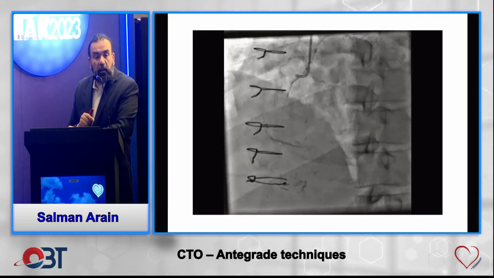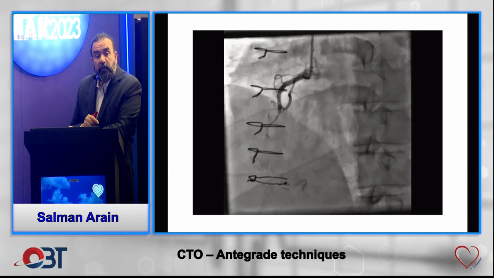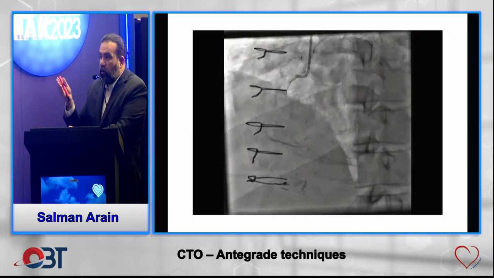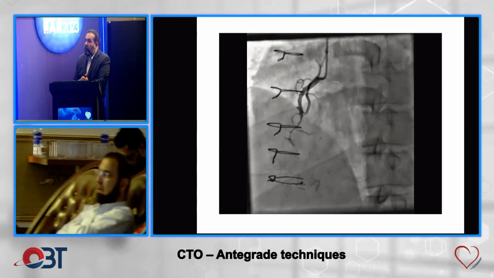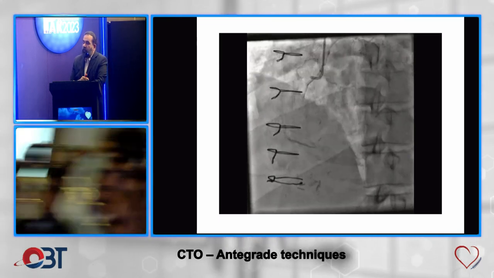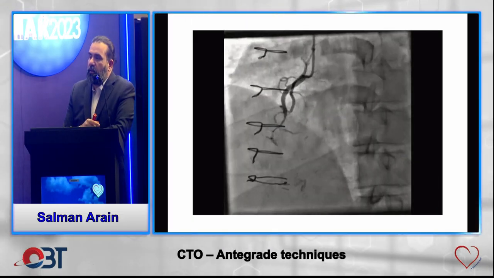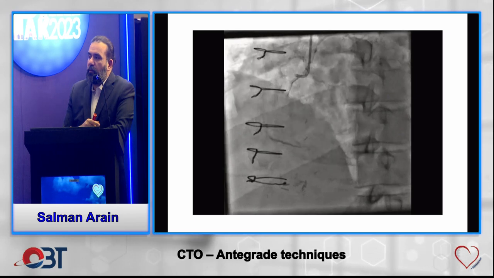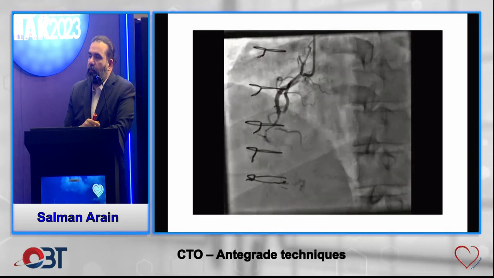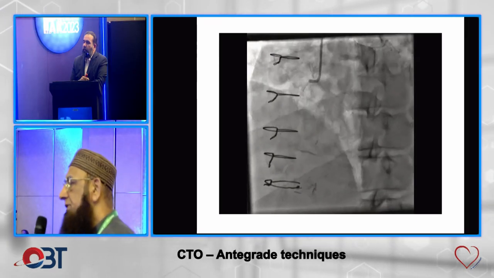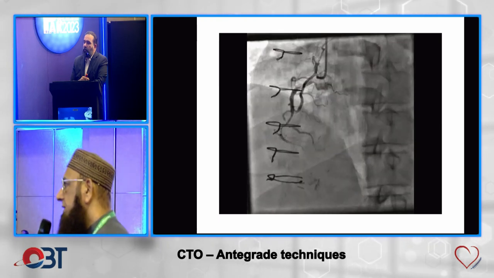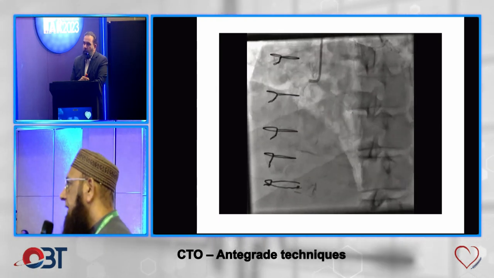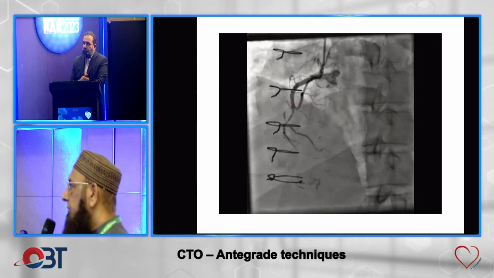In such a scenario, the choice of microcatheter. So again, Tariq, what did you use microcatheter wise? I used Corsair. Corsair. To track the Corsair, I used the workhorse wire. It's another important point, because if we don't use the workhorse wire to track the Corsair at the proximal tip of the CTO, we can damage the CTO wire.